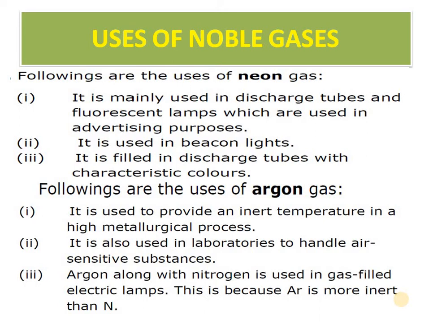And argon along with nitrogen is used as a gas filled in electric lamps. This is because argon is more inert than nitrogen. You can see this also in tube lights. If you break the old discharge tube lights coming in the market, you will find gas in them. So these are noble gases only.